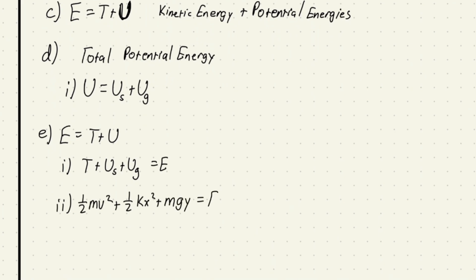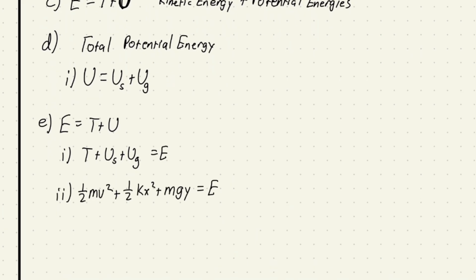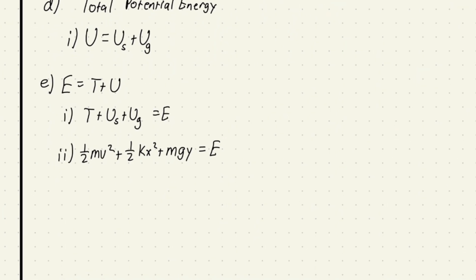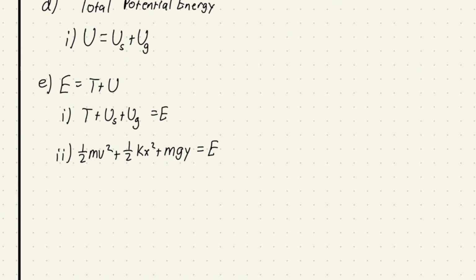So if I plug all those in, I can calculate my total energy if I know my mass, my velocity, my spring constant, my stretch distance or compression distance, and my distance above the ground. So we don't always have every single one of these. If I'm talking about a ball falling through the air or being thrown up into the air, I'd have to worry about mv squared. I'd have to worry about mgy, but I don't need to worry about kx squared.